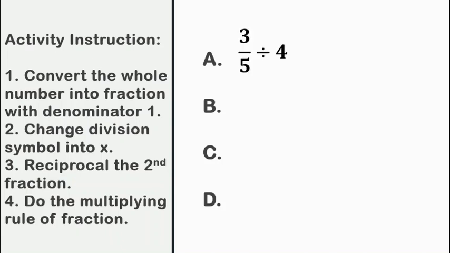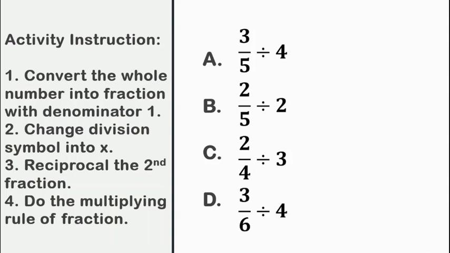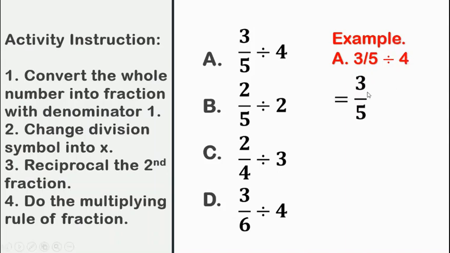So let's do this. We have here 4 items to be practiced for this day. In letter A, we have 3/5 divided by 4. Again, we'll do our activity instruction. The first thing that you need to do is to convert the whole number into a fraction with denominator 1. So your 4 will become 4 over 1.